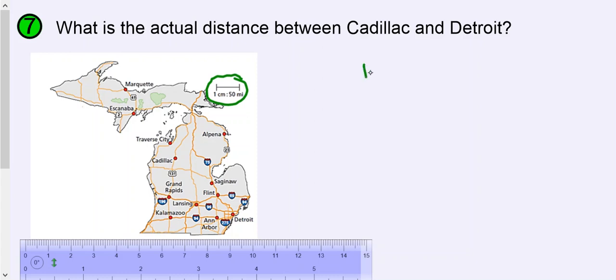We're going to have 1 centimeter equals 50 miles. So when we set up our proportion, we're going to have 1 centimeter over the actual 50 miles, and we're going to set that equal to another ratio. And now we're going to do a measurement here with our ruler.